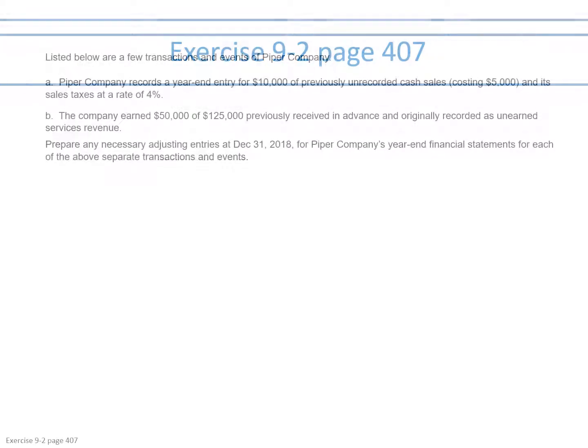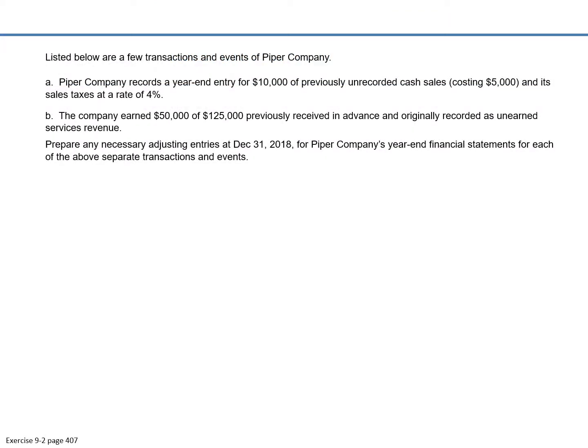Exercise 9.2. All right, so below are a few transactions and events for Piper Company. They record a year-end entry of $10,000 for previously unrecorded cash sales costing $5,000, and they have a sales tax rate of 4%. They earned $50,000 of $125,000 previously recorded in advance for unearned services revenue. And they want us to prepare the adjusting entries at December 31st for their year-end financial statements.